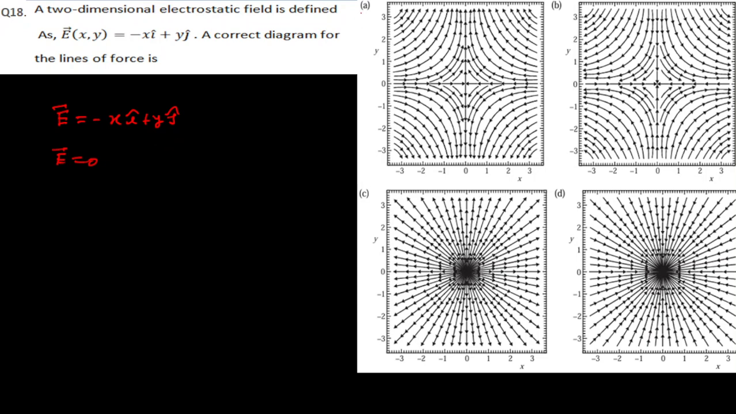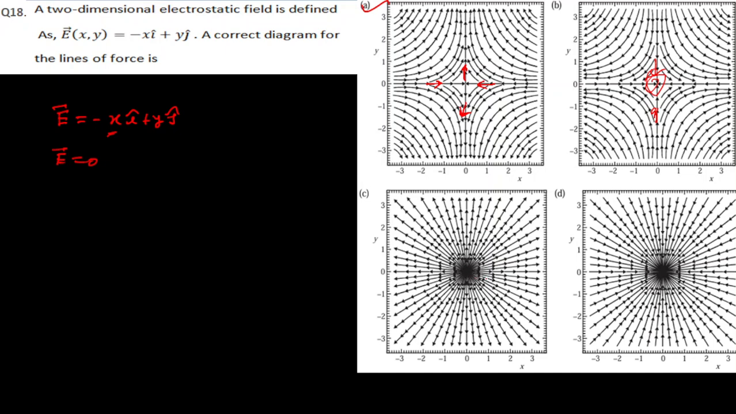Option A will be correct. You see on the positive x-axis the electric field is in the minus x direction, on the negative x-axis it will be in the plus x direction, on the positive y-axis it will be in the plus y cap direction, and on the negative y-axis it will be in the minus y cap direction. So like this. But you can see here for the minus y cap, they have replaced the direction with upward. There it should be downward, it is upward, so this cannot be correct.